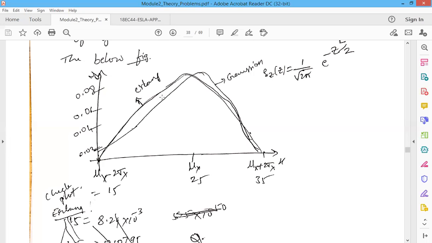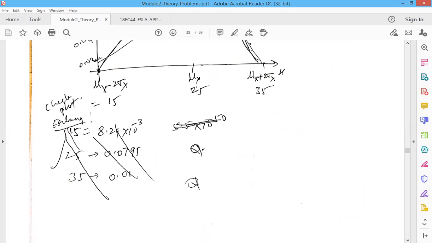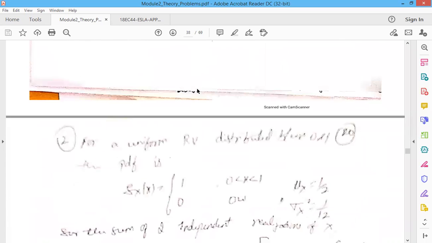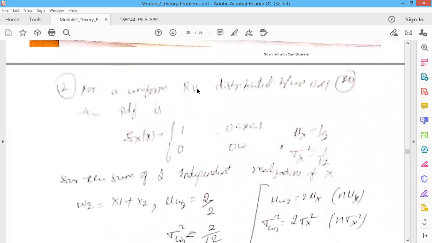But here we can get more approximate for the Erlang as n gets larger. So as n increases, whatever PDF curve you are going to see will be more approximate with respect to the Gaussian PDF. So you can take this example and explain it along with the central limit theorem.